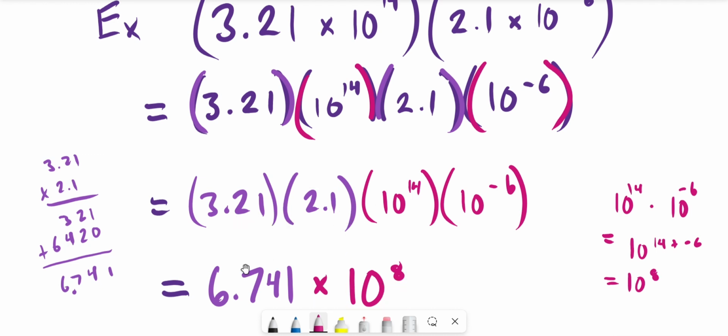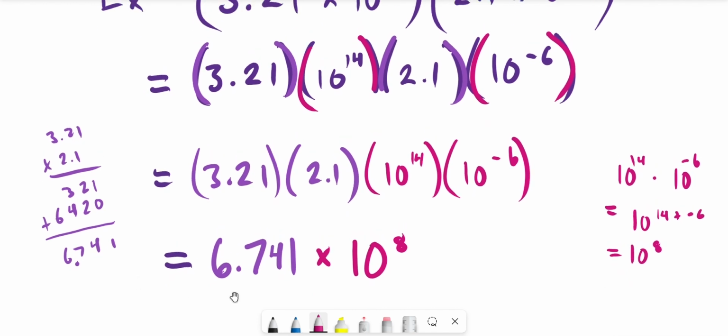3.21 times 2.1 is, either practicing your long multiplication, or I guess getting a calculator out if you gotta, 6.741. So now we have our answer, and it is already in scientific notation here. Notice that we have the decimal between these two numbers. It's just after the first non-zero number. That's important for scientific notation. And then we have the number, its decimals, and then times some power of 10.